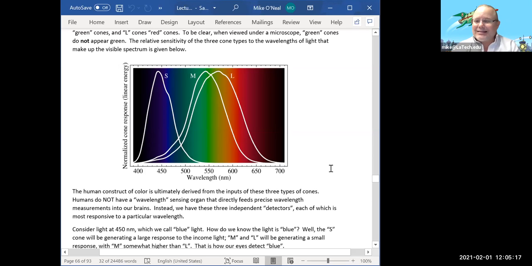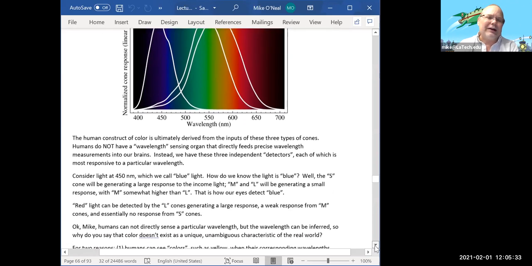It evolved. What can I say, right? And this is for humans. I need to specify this is for humans. Different animals have different sensitivities. As we'll see in a minute, color to a bird would be very different than color to a person. Okay.